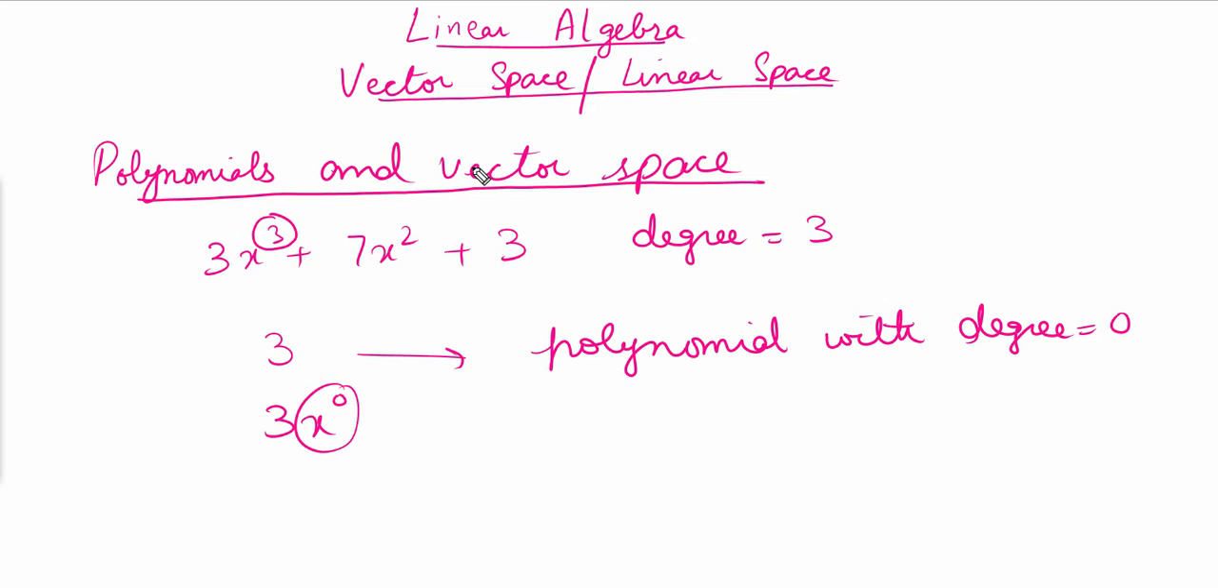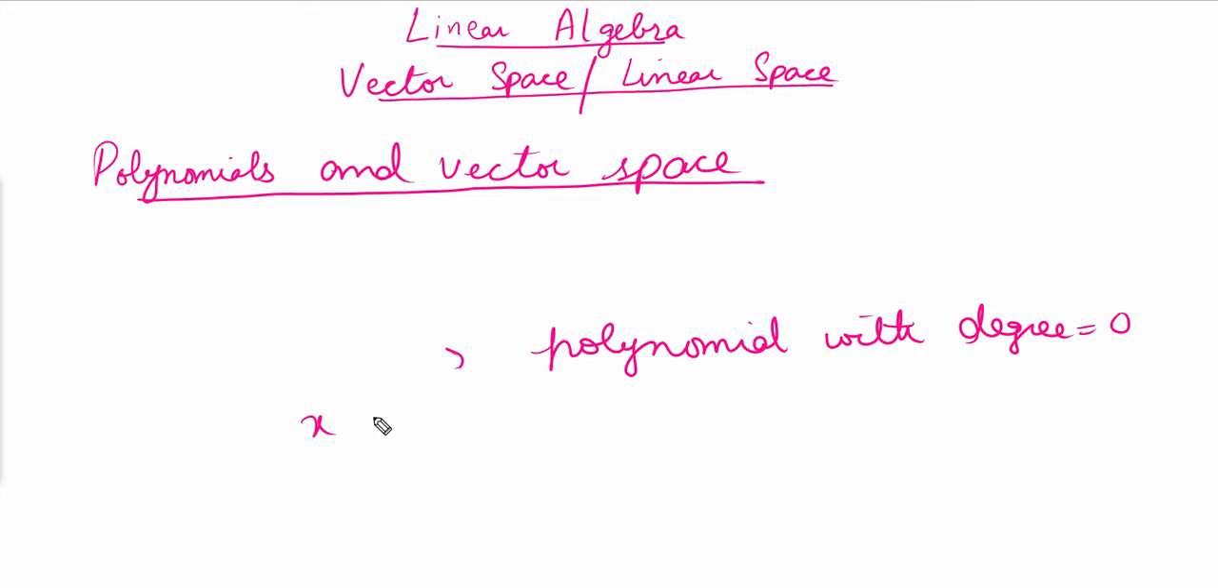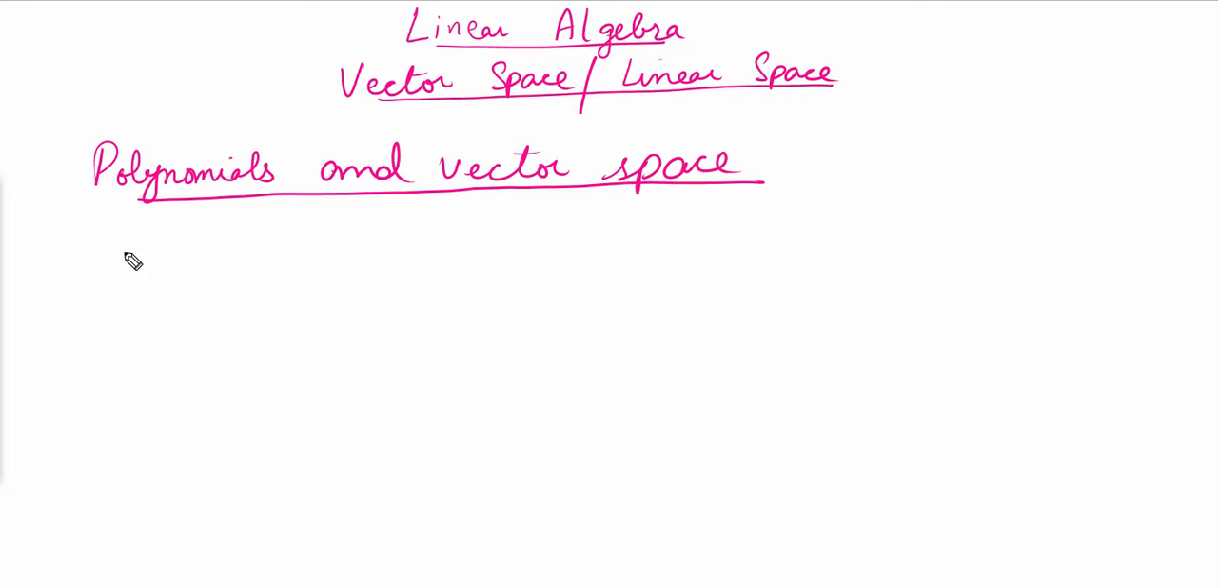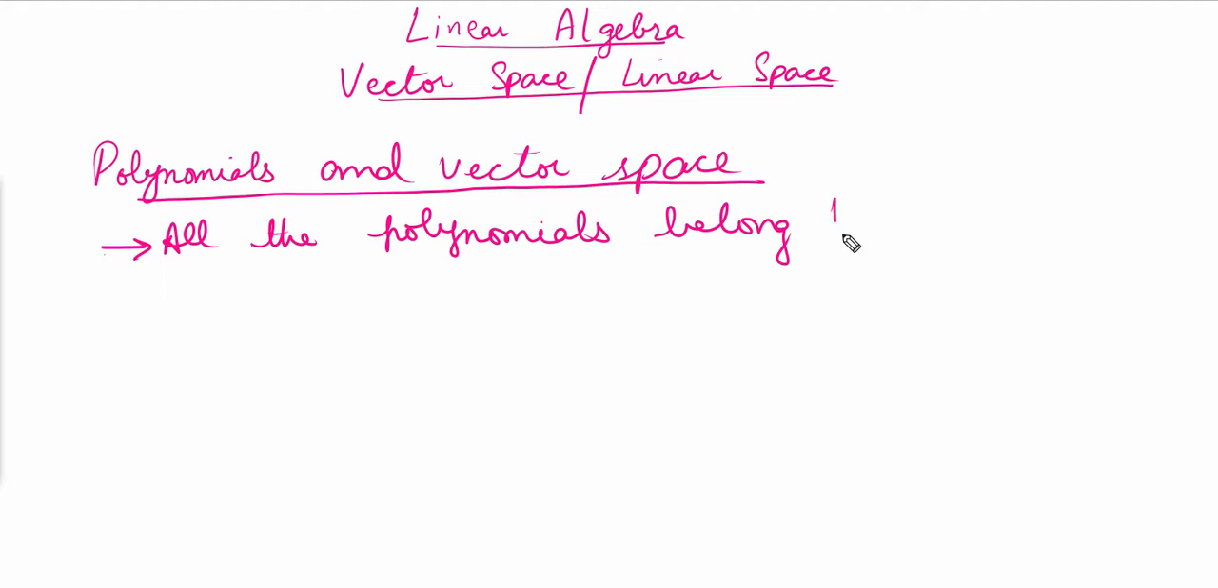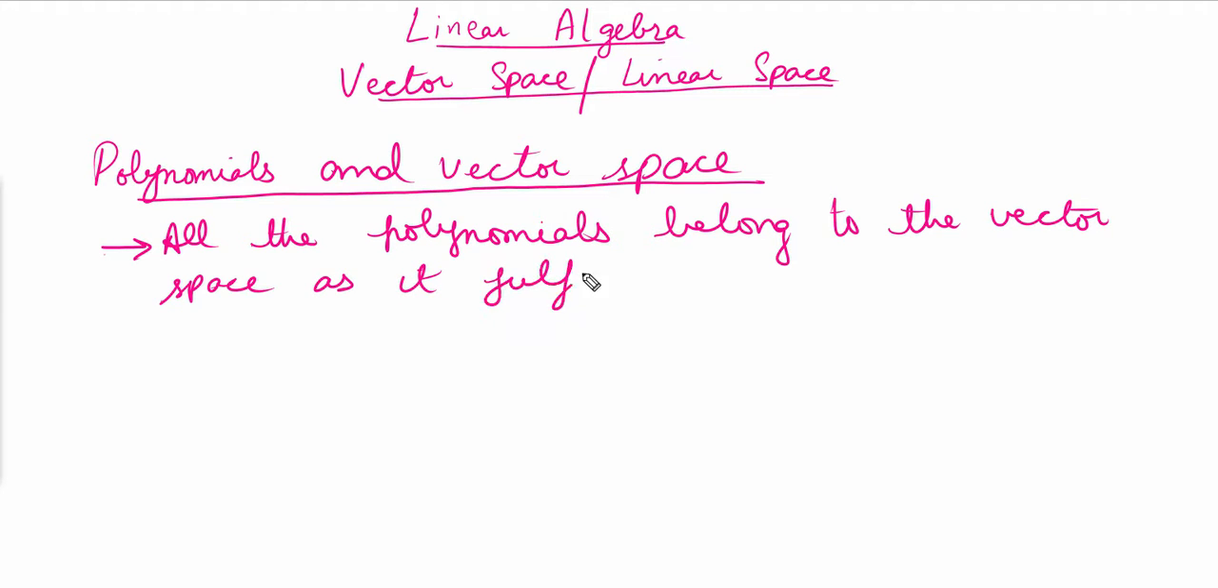For your information, all the polynomials belong to the vector space because they fulfill certain properties. I'm going to write it over here. The polynomials and the vector space: all the polynomials belong to the vector space because they fulfill the following properties.